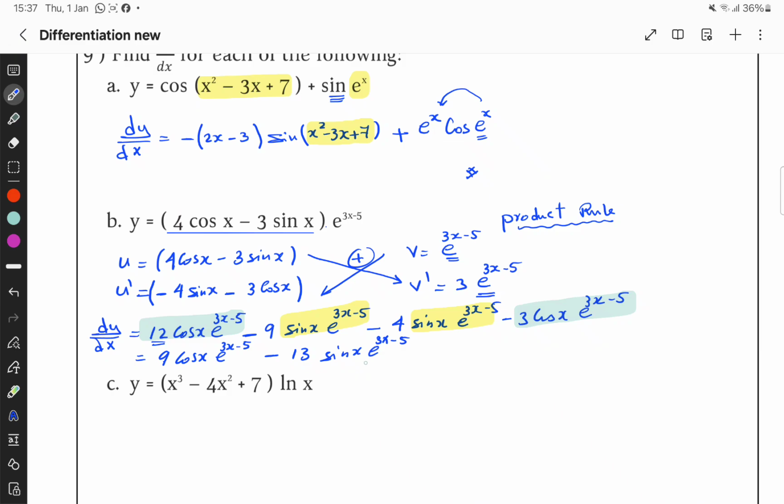Also, you can take e as a common factor if you need or not. It's back for you.